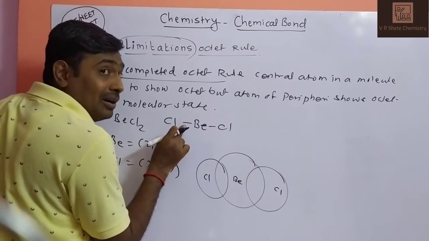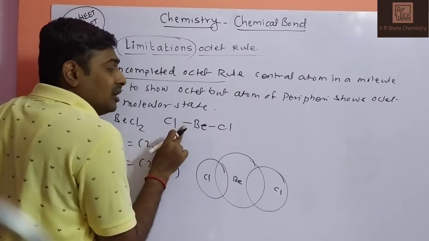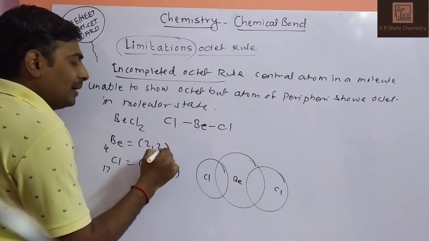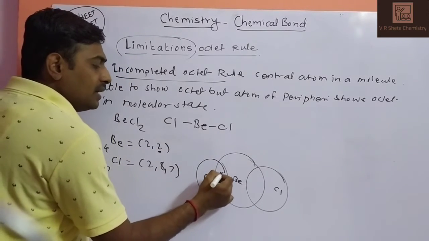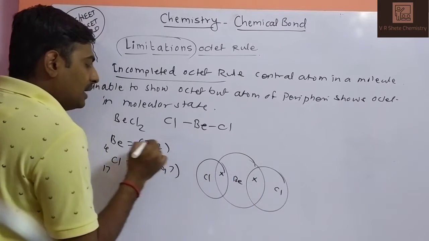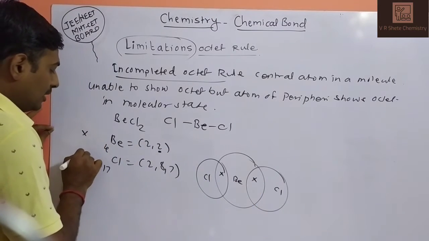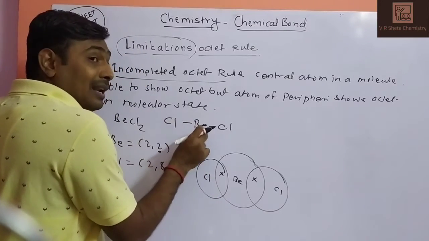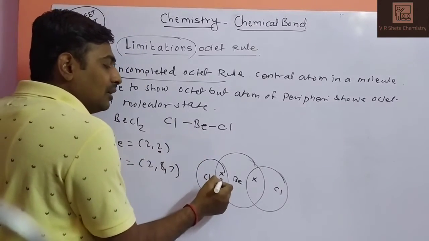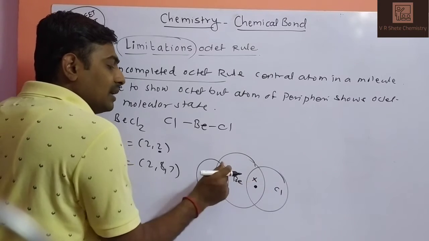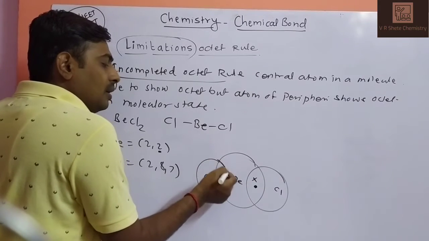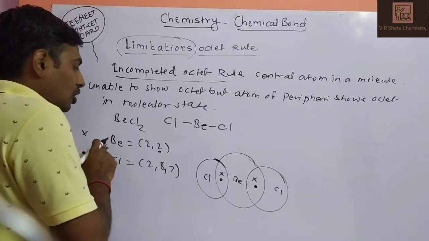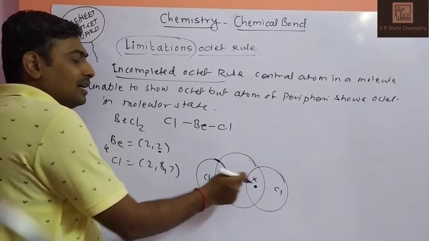We know that a single covalent bond means that 1 electron is shared. Here again, single covalent bond means 1 electron is shared. How many do we have to draw for beryllium? Only 2. One is here and one is here. Beryllium electrons are denoted by cross and chlorine electrons by dot. If beryllium shares 1 electron, then chlorine also shares 1 electron. Second chlorine is the same. How many do we draw for beryllium? Only 2 electrons.